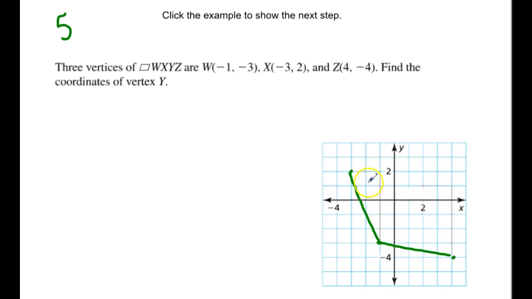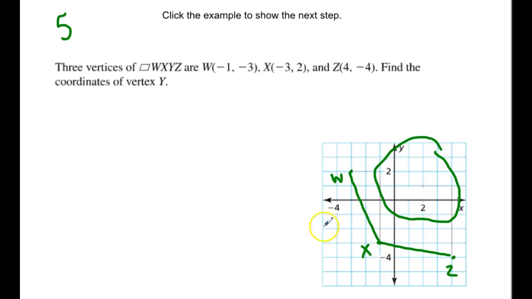And I know, just based on this shape, that it's going to be up here somewhere. Okay, it's going to be somewhere in here. So first thing I want to do, and I'm going to actually go back and label these. This was W, and this was X, and this is Z. So I know that for this to be a parallelogram, my sides have to be parallel. And in order to have parallel sides, I know I'm going to have to find the slope. So let's find the slope from W to X first.